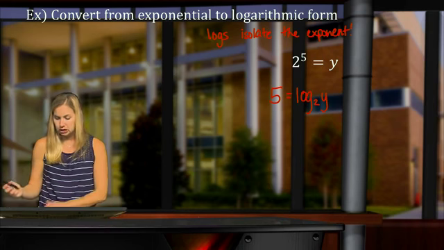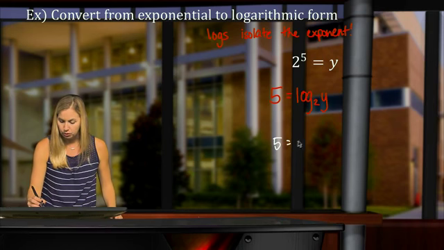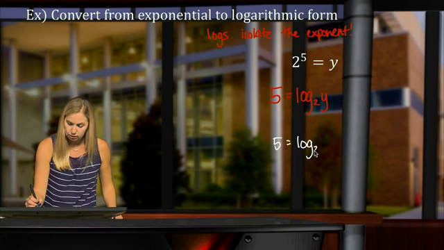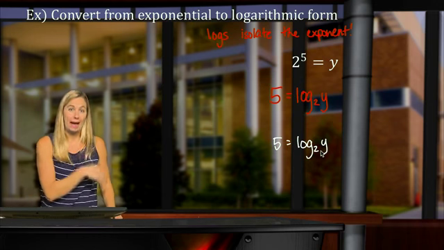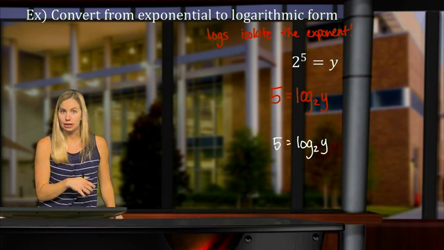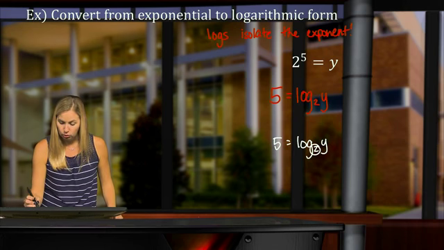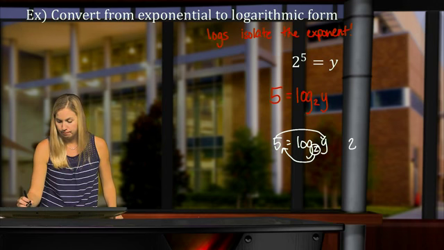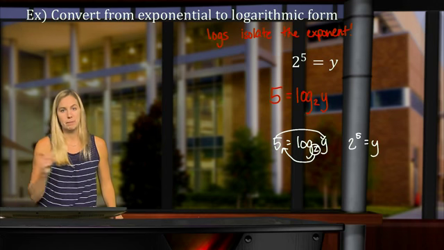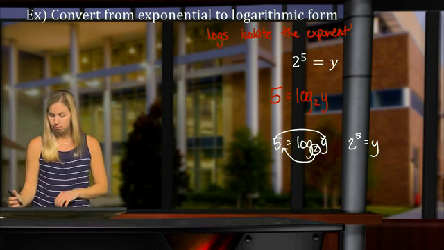Now this is really easy to check when we're done. If we have 5 equals log base 2 of y, I can use that tornado pattern to get myself back to the exponential to double check that I've set it up correctly. So 2 to the 5th equals y. That matches what I originally had, so I'm good to go.